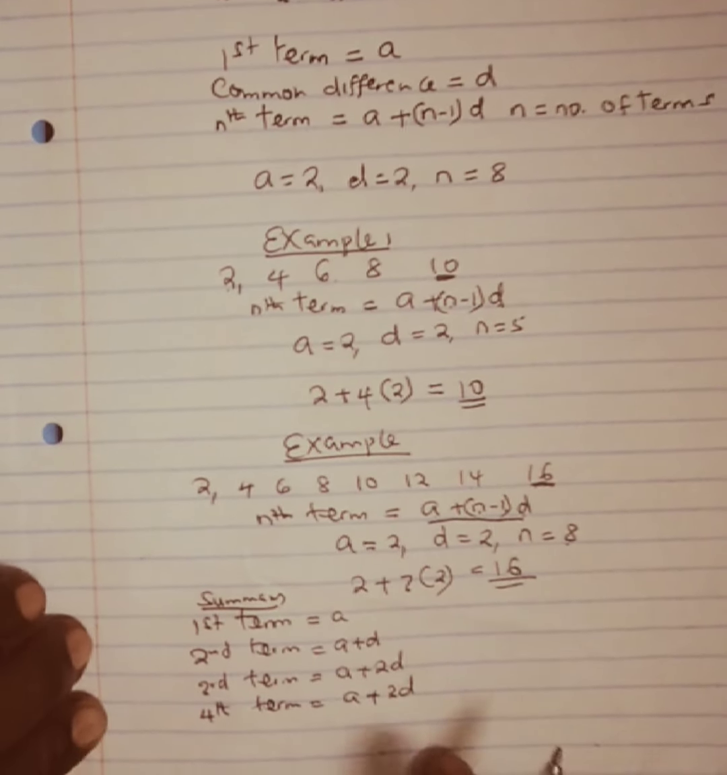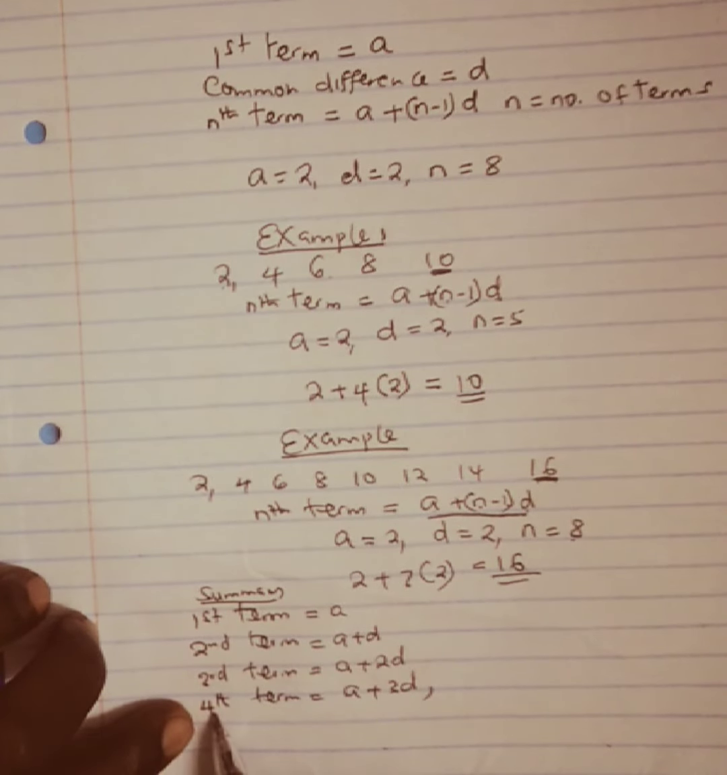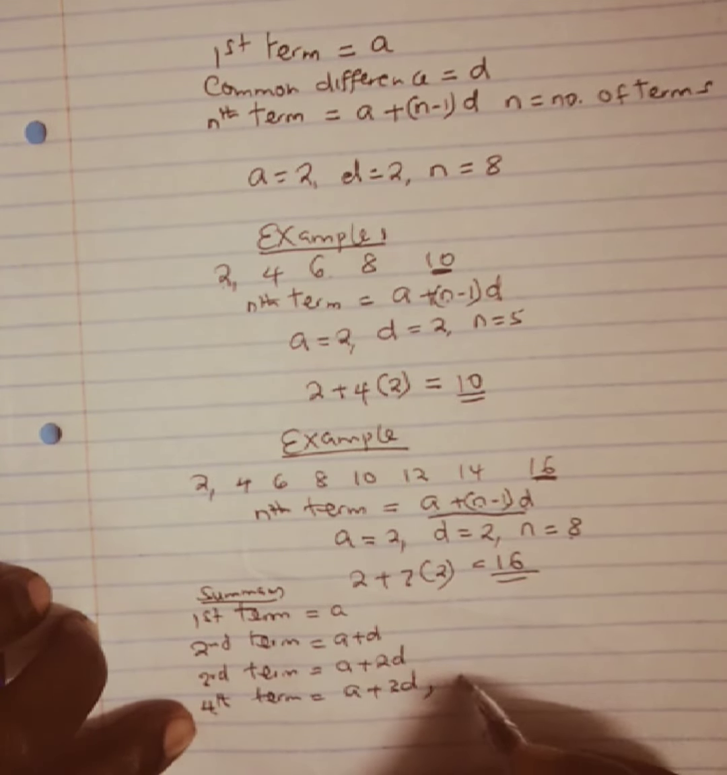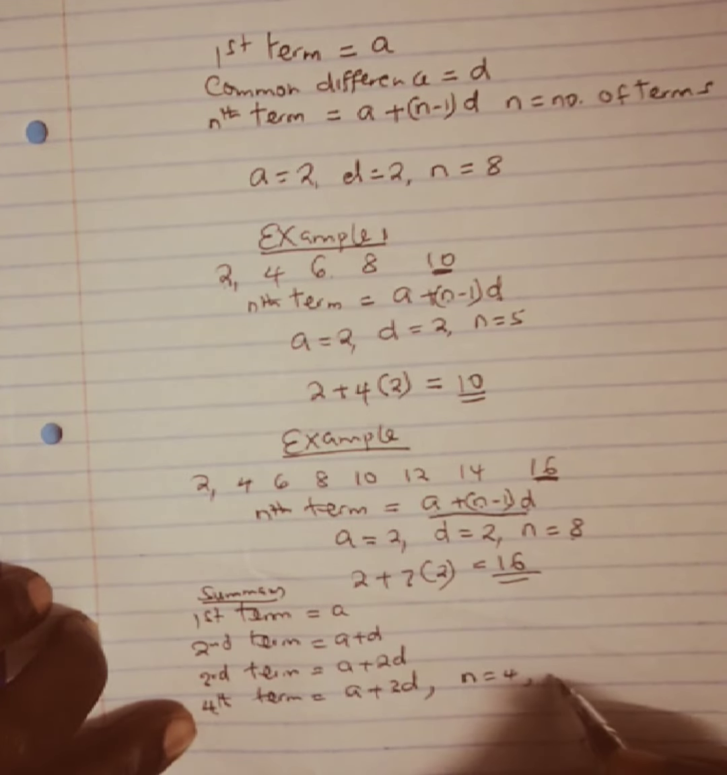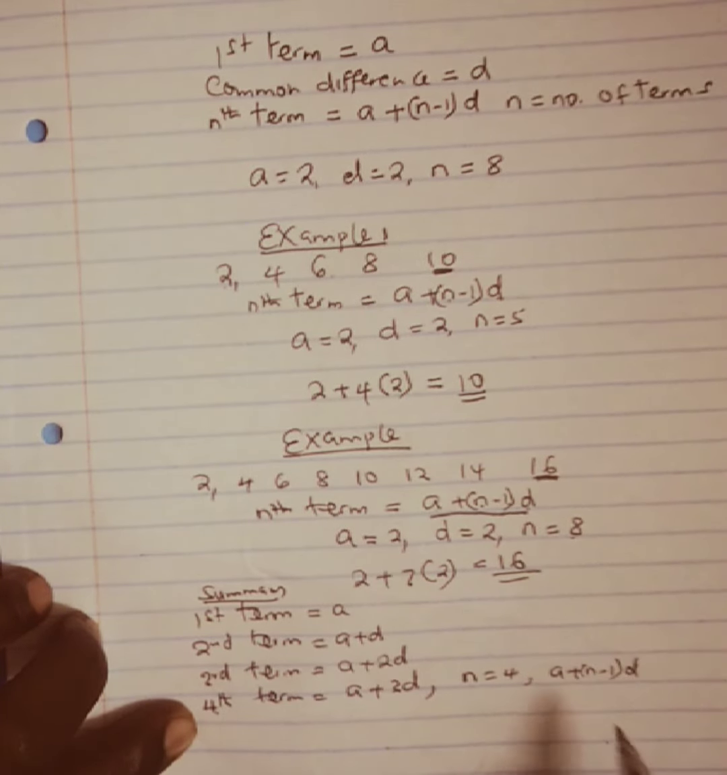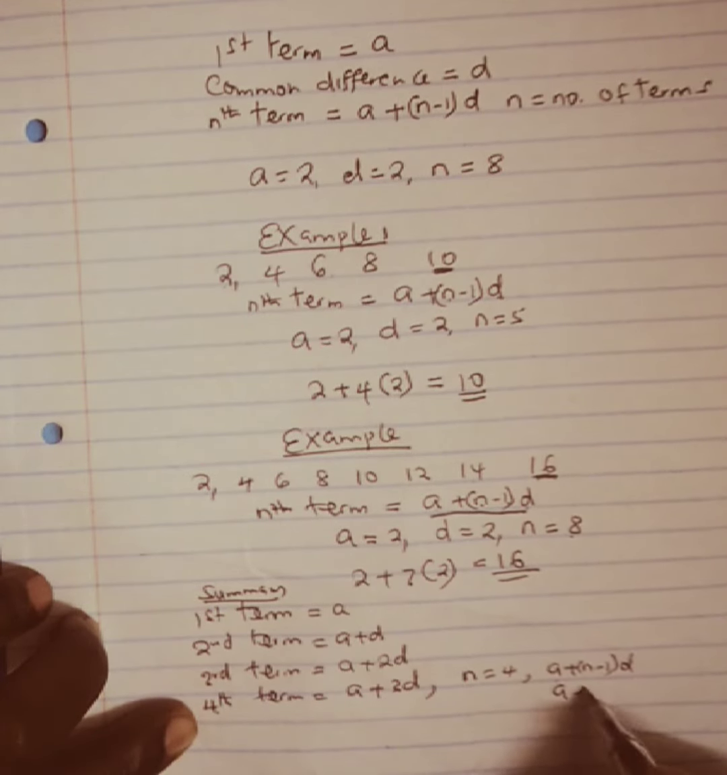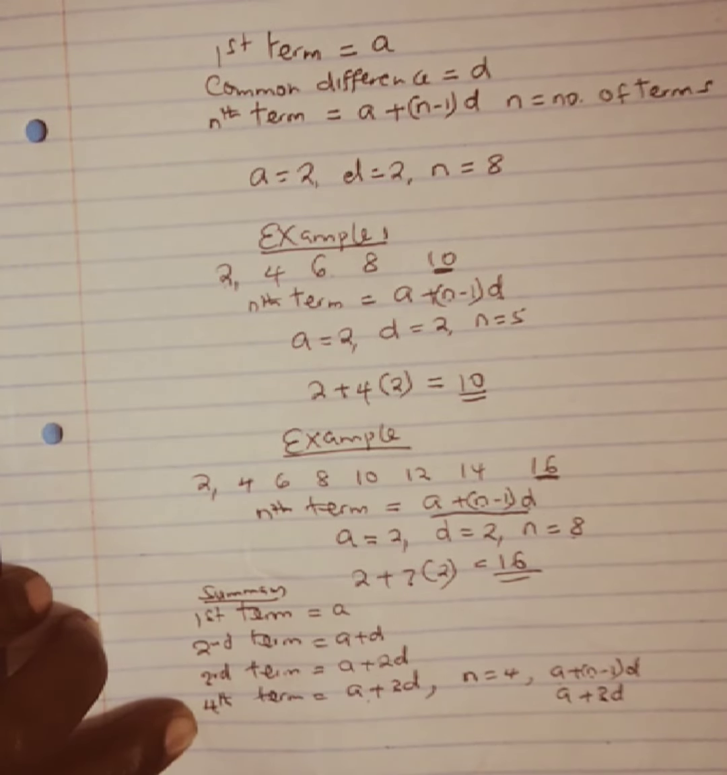How are we getting this? For example, if we are talking about the fourth term, it means this is the last term where n is going to be 4. Therefore, if we use the formula of getting the nth term, which is a plus (n minus 1) times d, we are going to have a plus, n is 4, 4 minus 1 you get 3. Then you multiply by d, you are going to get this one.